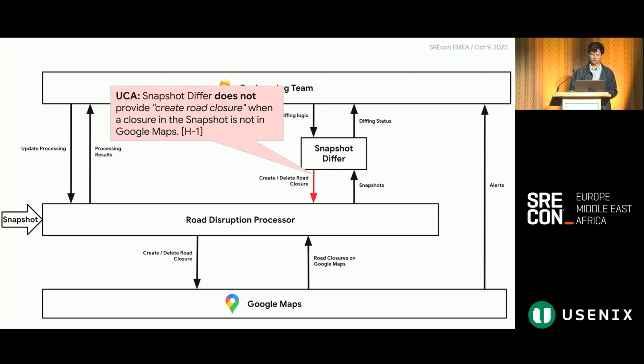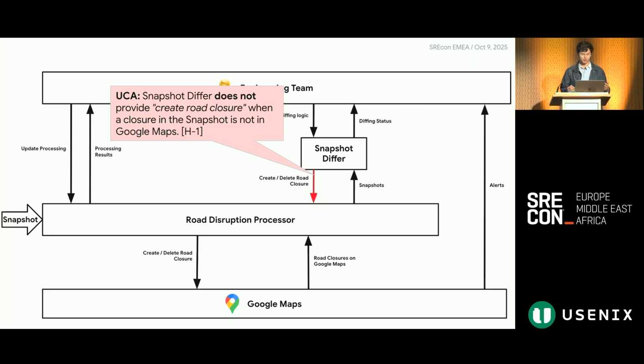All right. Step 3, unsafe control actions. Let's look at this one in particular. Now, it would be unsafe for the snapshot differ to not create a road closure when that road closure exists in a new snapshot, but it doesn't exist in Google Maps. In other words, when there's a new road closure, it should be applied onto Google Maps, and so it should provide that create action.